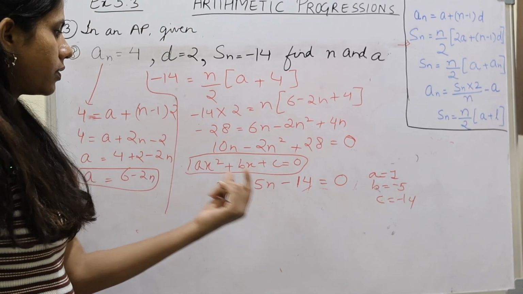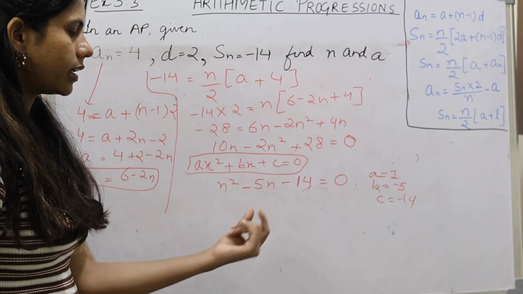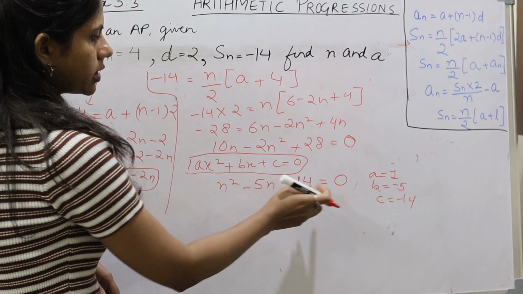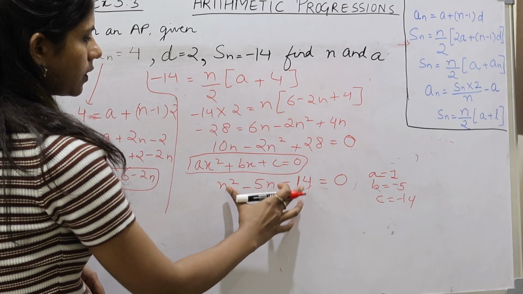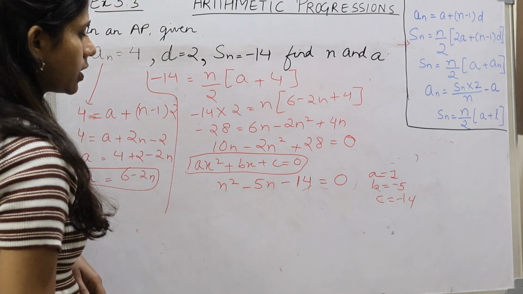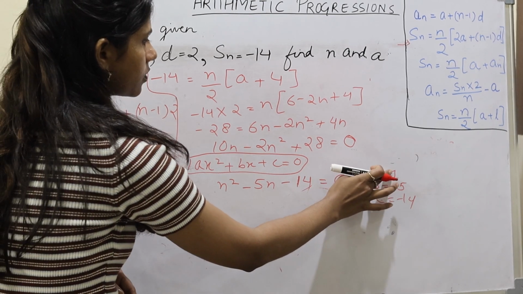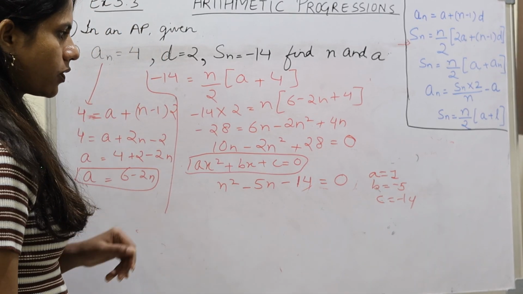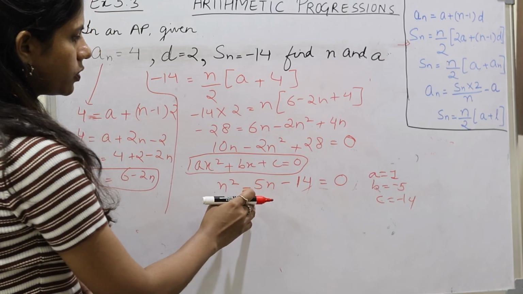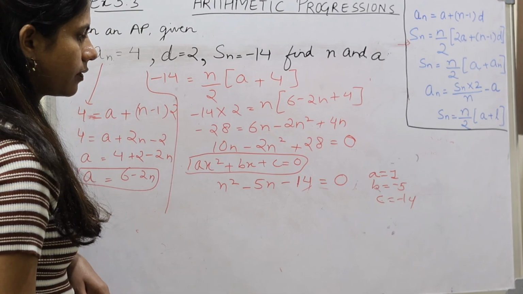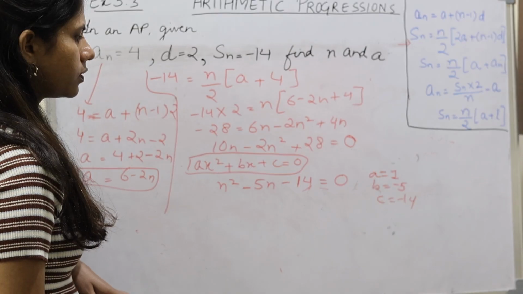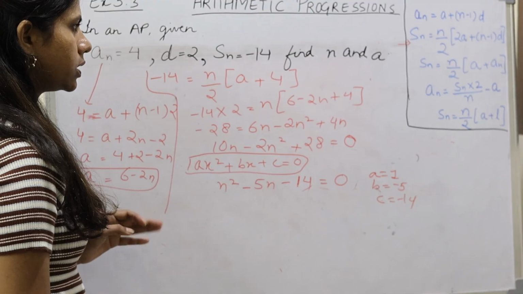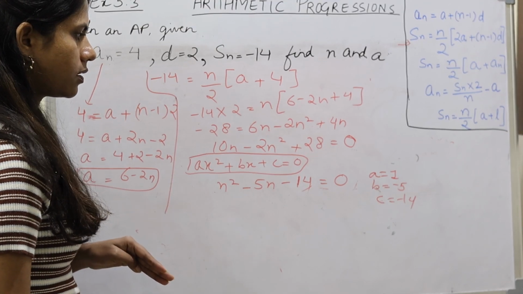So we have to think of breaking this term in a way that the multiplication is equal to the multiplication of AC. So minus 1 into minus 14. Sorry, A is 1 here. So 1 into minus 14 will be minus 14 and the addition should be equal to minus 5. So let's see the multiples of 14. It will be 2 and 7.